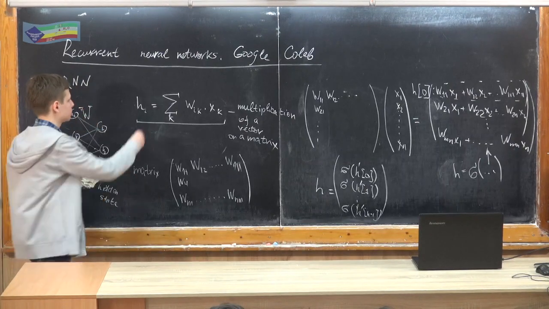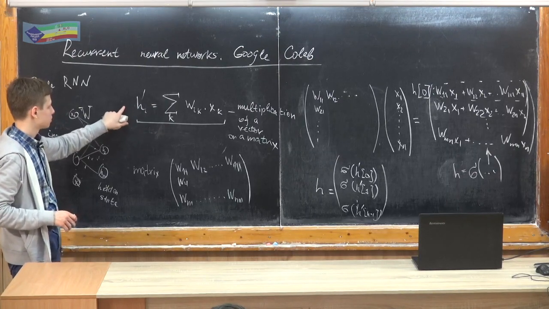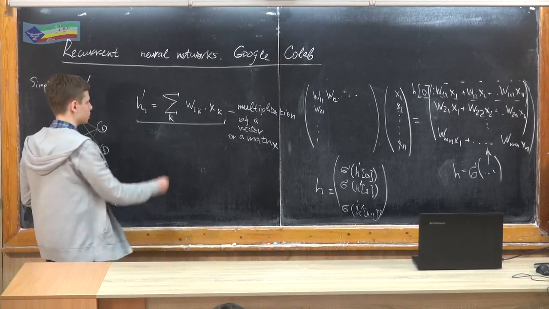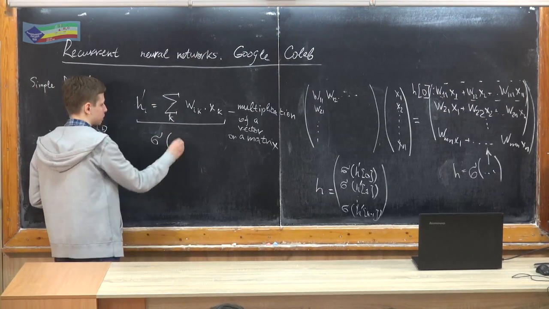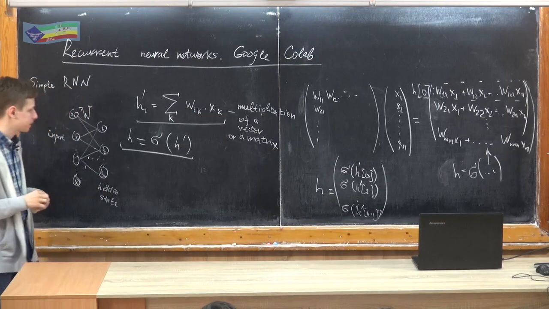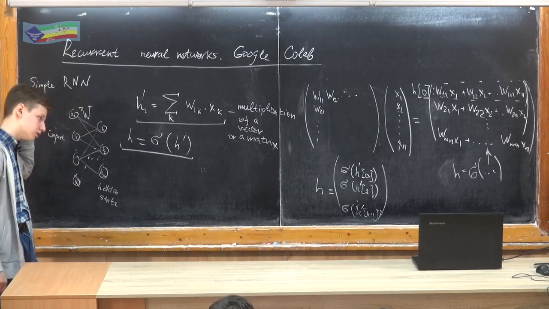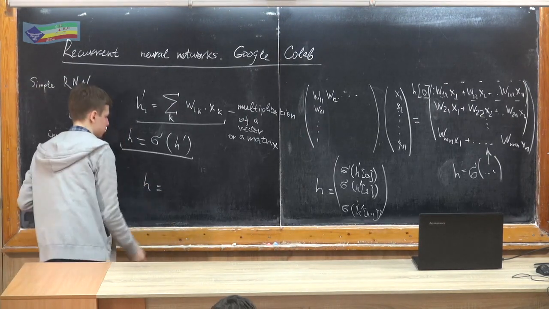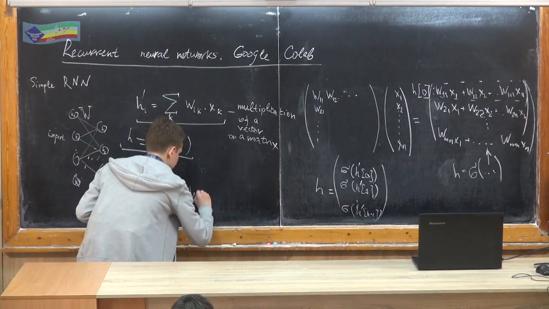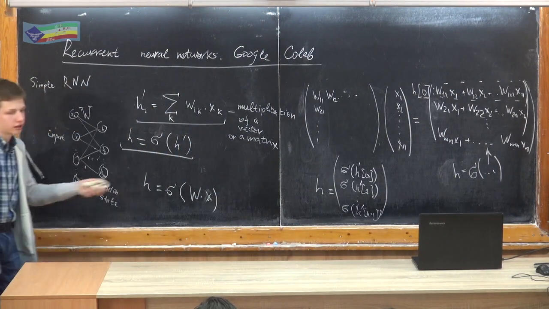And after that, and this is not the final value of the hidden vector, we apply a sigmoid function or some other activation function like that, and we finally get the hidden state. And all this process can be written even more compactly using just this expression: we apply the sigmoid function to a weight matrix multiplied by inputs, just like that.